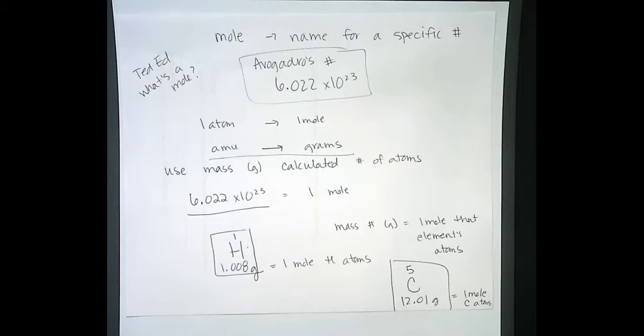So one thing I want to note, the mass of 1 mole of hydrogen atoms is different than a mole of carbon atoms. Why are they different?